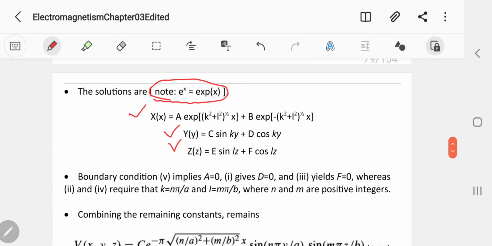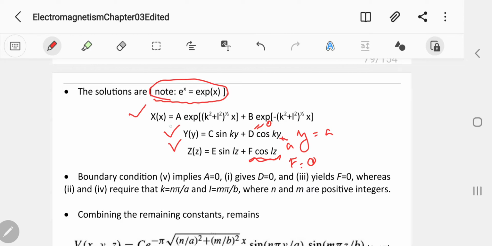But again, let's go to boundary condition 1. This one will have to be 0 because it's supposed to be 0 at y equals a. But if you put a here, cosine ka is a number, and cosine ka will not be 0, so you have to set D equal to 0 to make it 0. And of course the same argument goes for this part, so F should also be equal to 0.